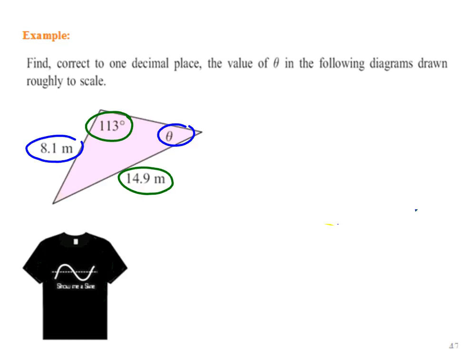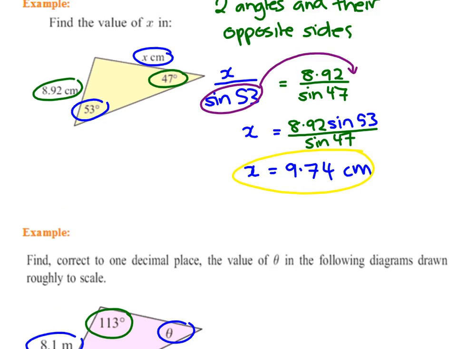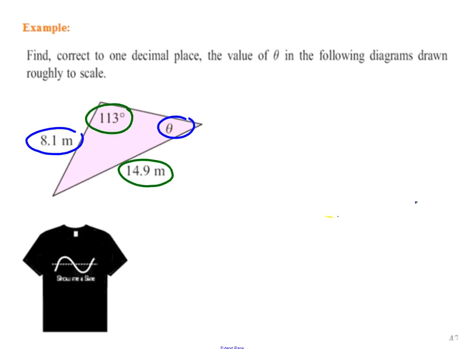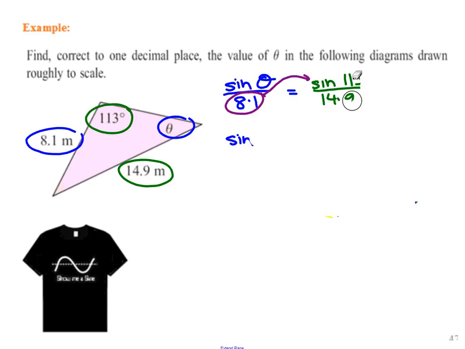And I would suggest, because we're searching for an angle this time, use the flip version. Use the version where the sine angle is on the top. Sine angle over side equals sine angle over side. And I tend to put the unknown first. So it's just, for me personally, easy to rearrange. Sine theta over 8.1 is equal to sine 113 over 14.9.